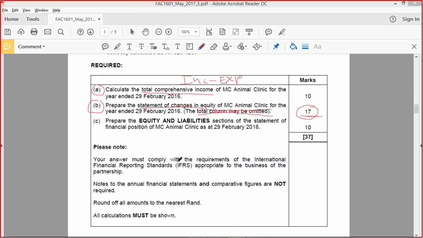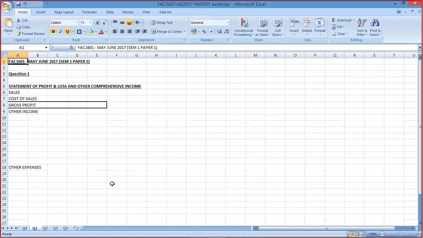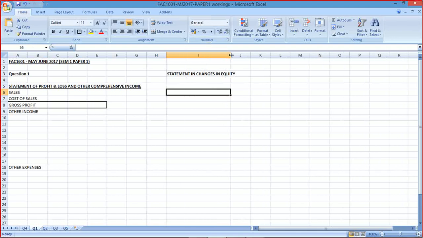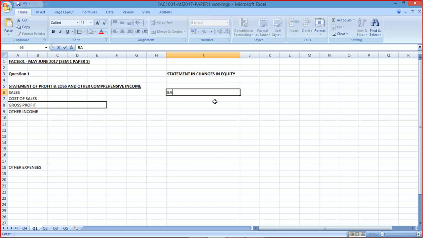Well, you're going to have opening and closing balances, and you're going to have columns for all the different line items. Okay, let's do that on this side. I'm going to call it the statement of changes in equity. There's a heading, and then I'm going to have column names, but no total, because they said the total column can be omitted. But I am going to have a balance at the beginning of the year.